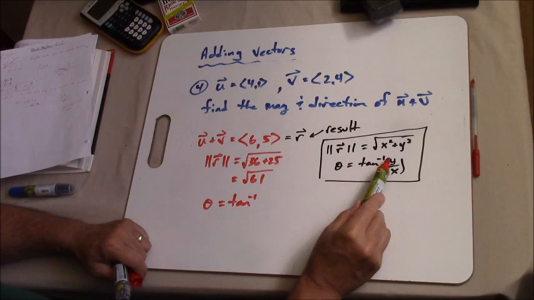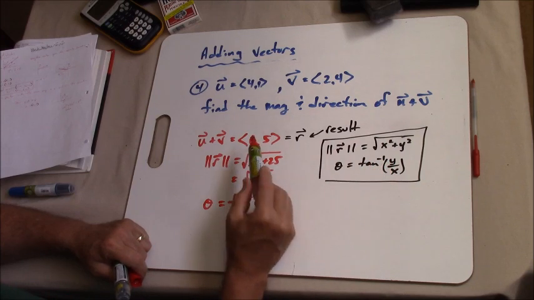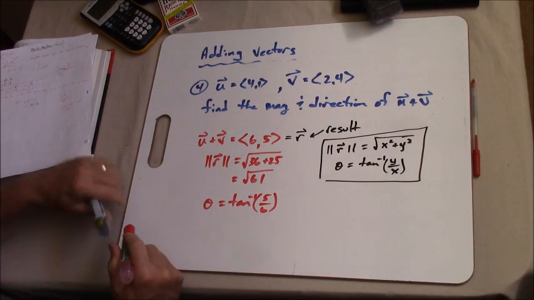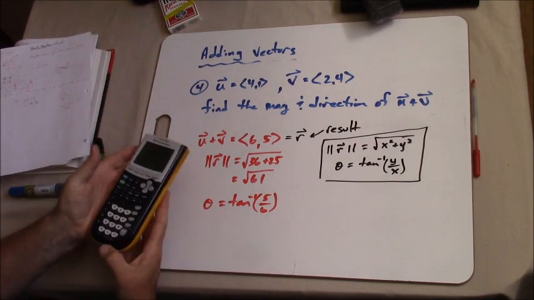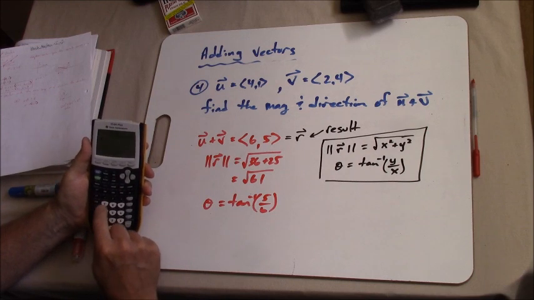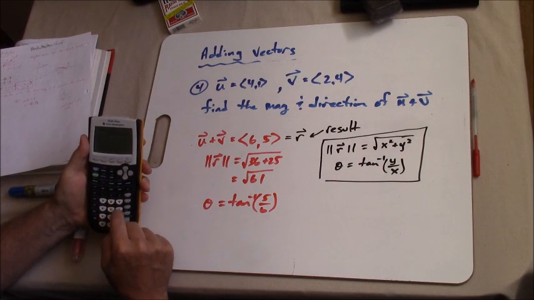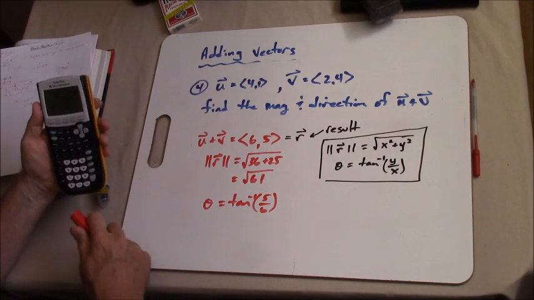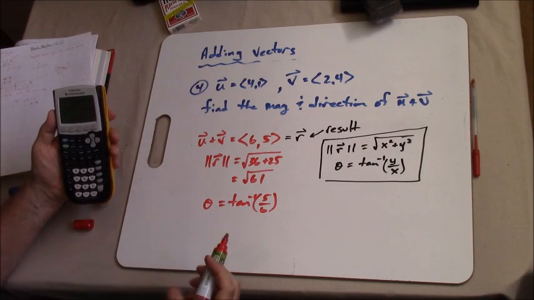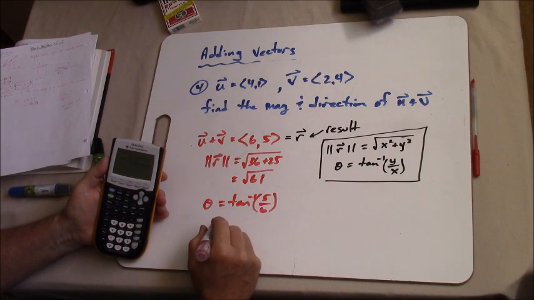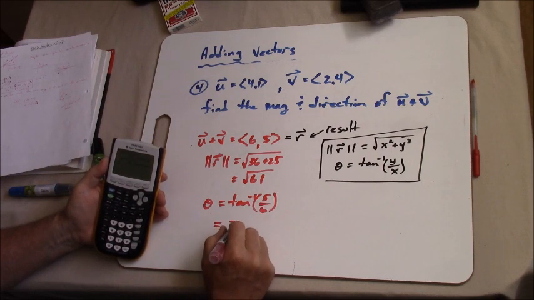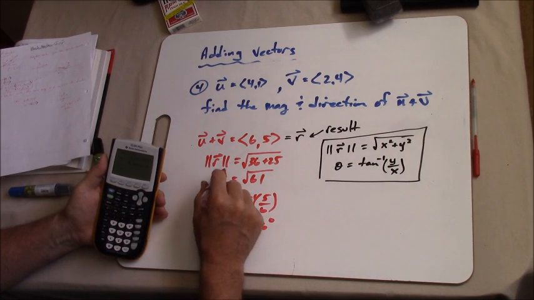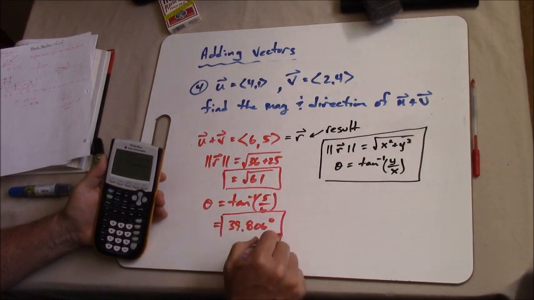So when I do inverse tangent of y over x, I want to make sure I use these numbers here. So 5 over 6, grab my calculator. So second tangent, 5 divided by 6, and I got 39.806 degrees. So there's my magnitude, there's my direction.